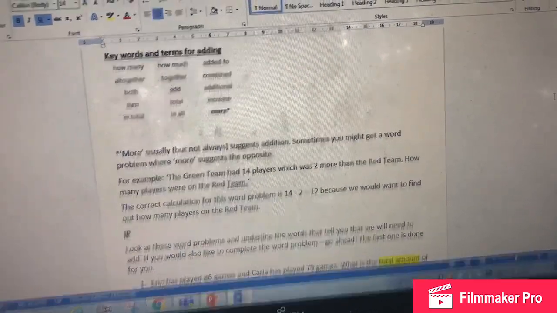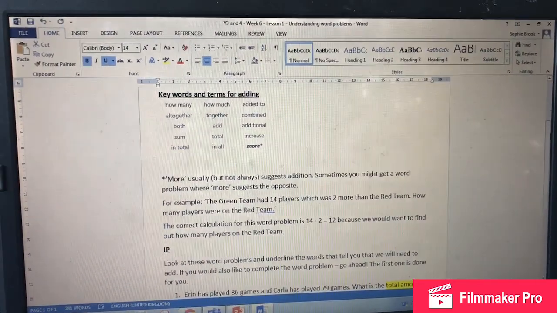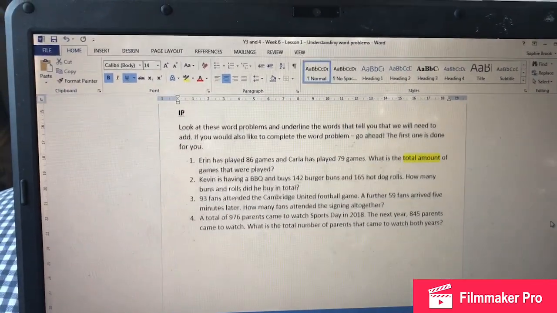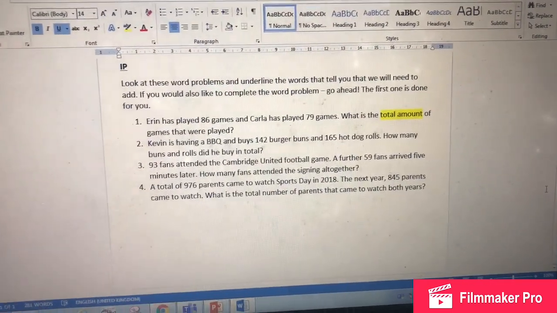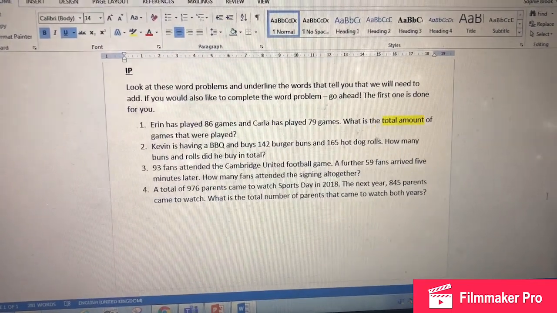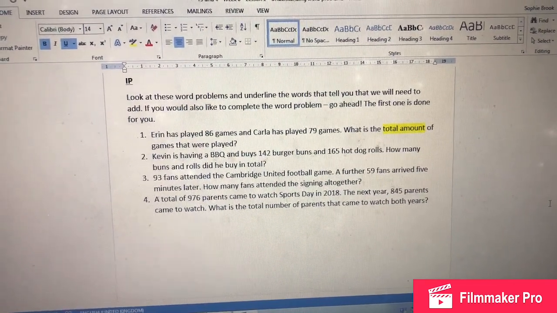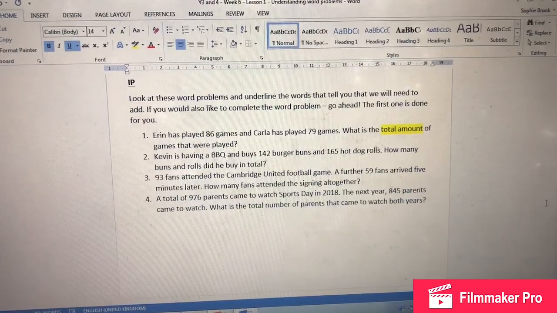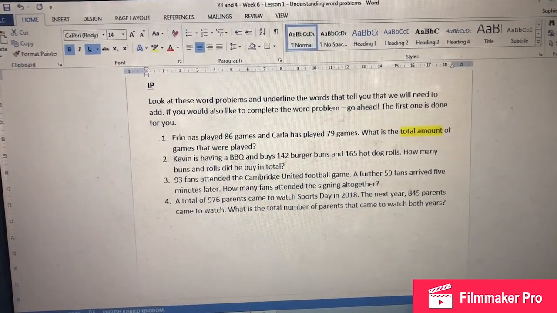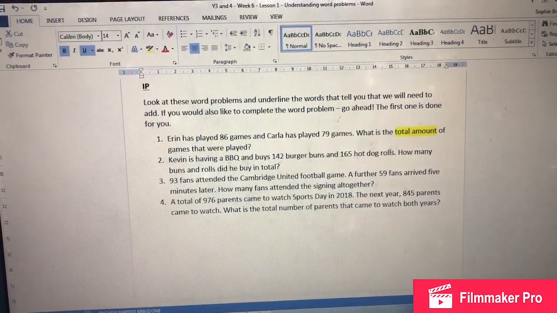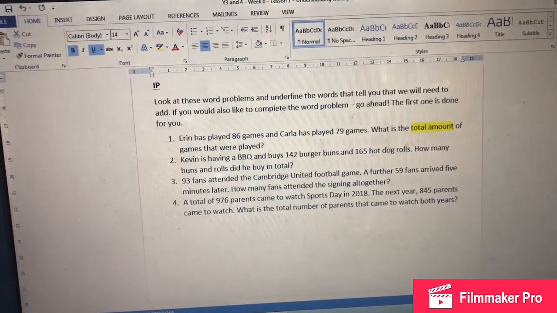Now, you've got a task on this sheet, and you've got a few word problems here for your independent practice. What I'd like you to do is look at these word problems and underline the words that will tell you that we're adding in this word problem. If you'd like to complete the word problem, that would be fantastic as well, but you don't have to, because we'll be looking at these throughout the week. The first one is done for you.